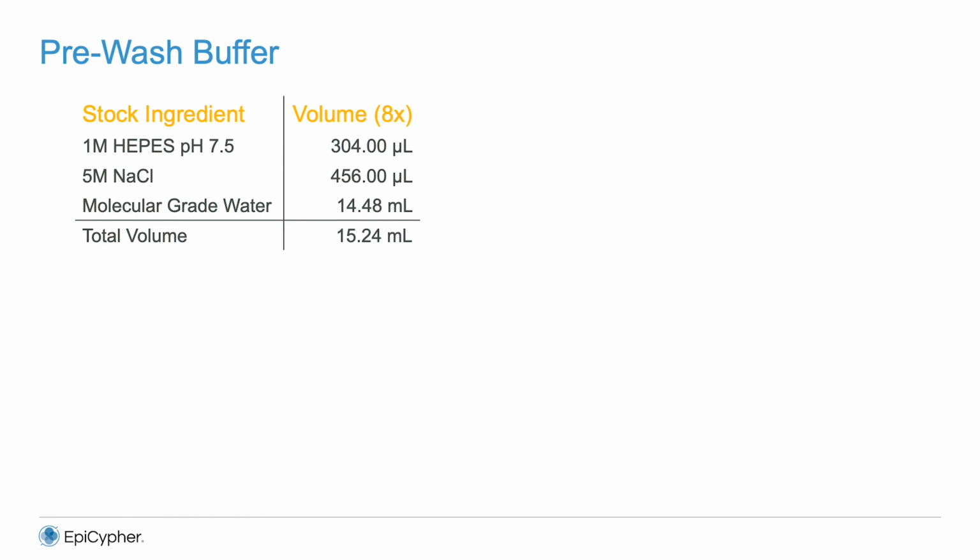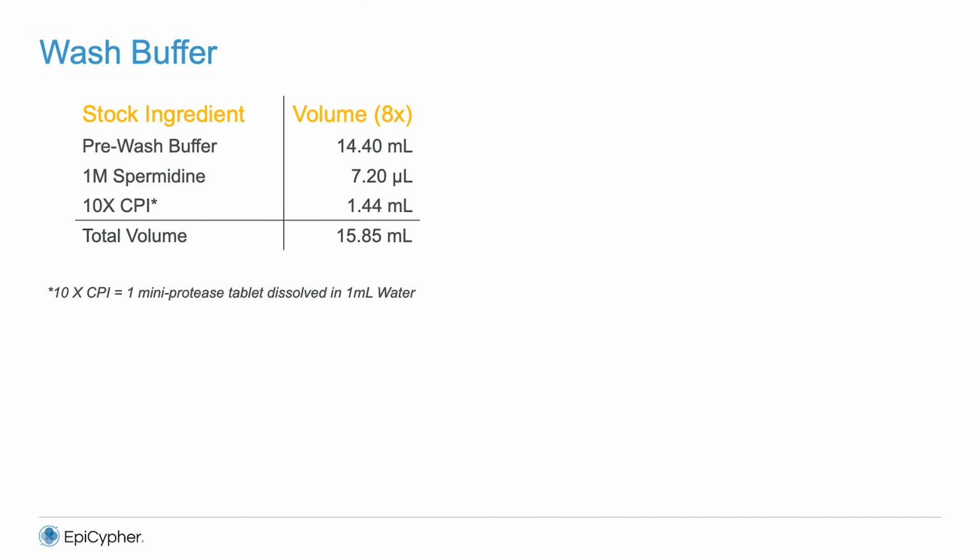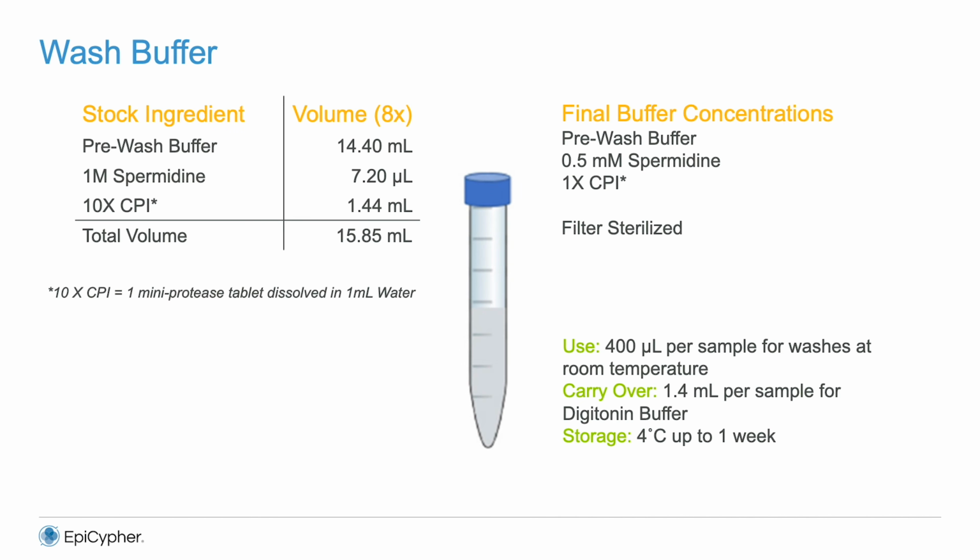The pre-wash buffer is not used in the protocol, but is a stock you pre-make and use to prepare your wash buffer. Filter sterilized buffers using a 0.2 micron filter. Pre-wash buffer can be stored up to 6 months at 4 degrees Celsius. We prepare a 10x stock from a mini protease tablet just prior to making the wash buffer. A large portion of the wash buffer will be carried over to make the digitonin buffer, and the rest will be used in the protocol.